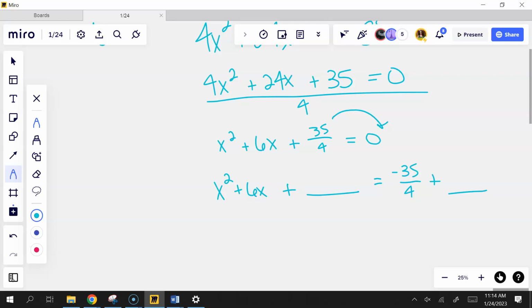Well, tell me, what do you think I put there? Why is that negative? Why is it 9? Because you divide it by 2. Where's 2 come from? Where's 6x or 6? I divided everybody by 4 to start with. 24 divided by 4.